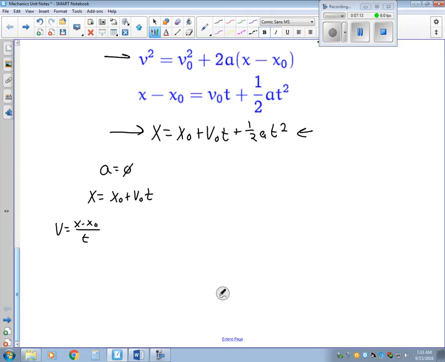This middle one is a useful equation. It helps us study motion when we have no idea how long it's been moving. So that's another very useful model or equation.